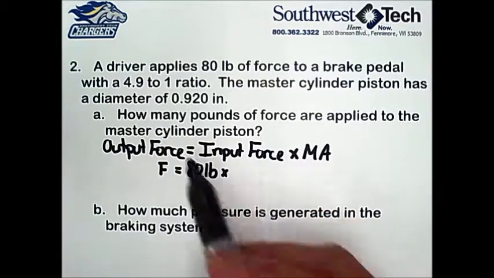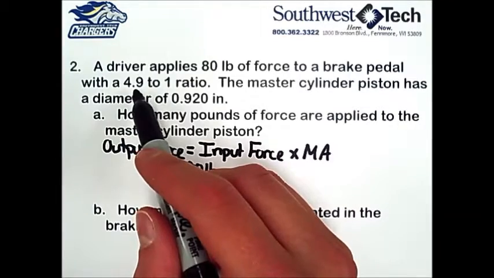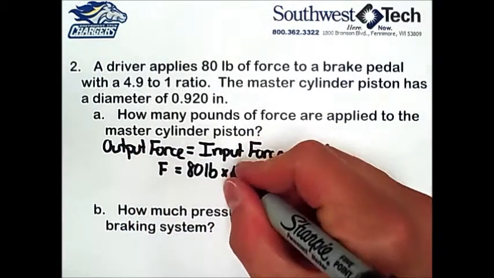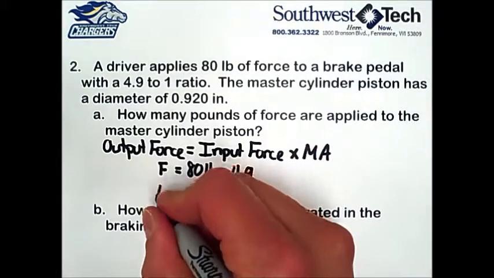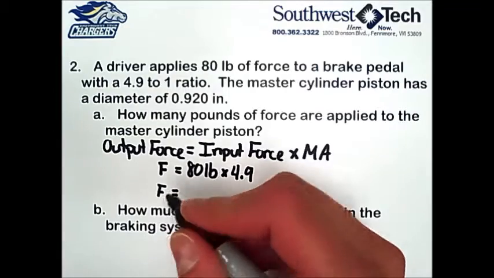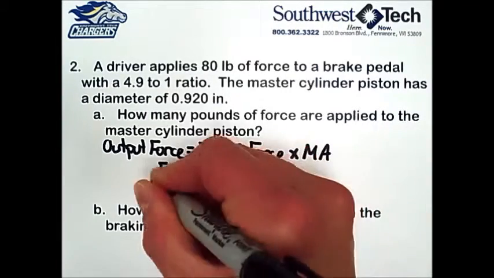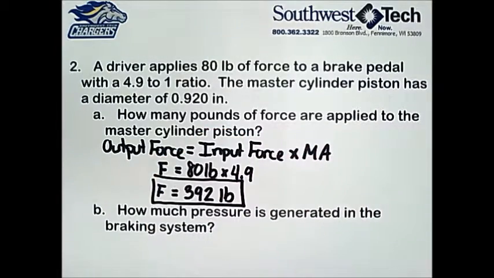So the mechanical advantage will always be that ratio. So our brake pedal has a ratio of 4.9 to 1, so the mechanical advantage will be 4.9. Multiplying 80 pounds times the mechanical advantage of 4.9, we end up with an output force of 392 pounds. So 392 pounds of force are applied to the master cylinder piston.